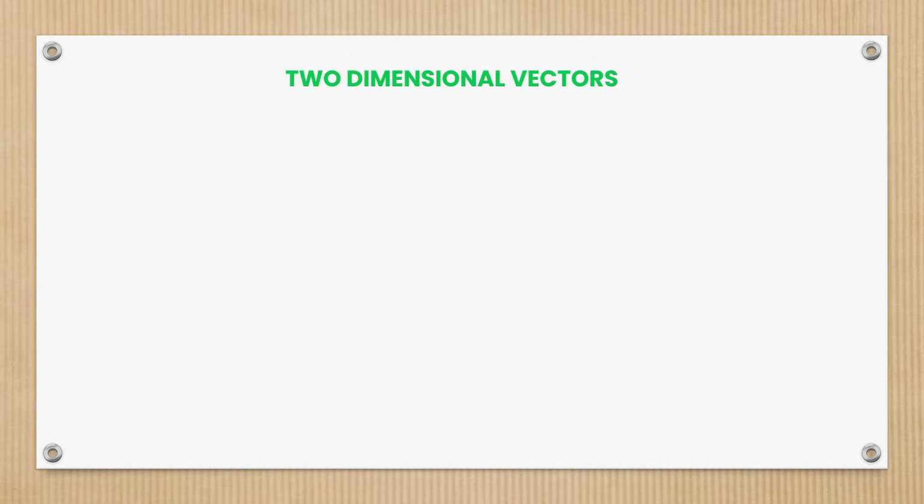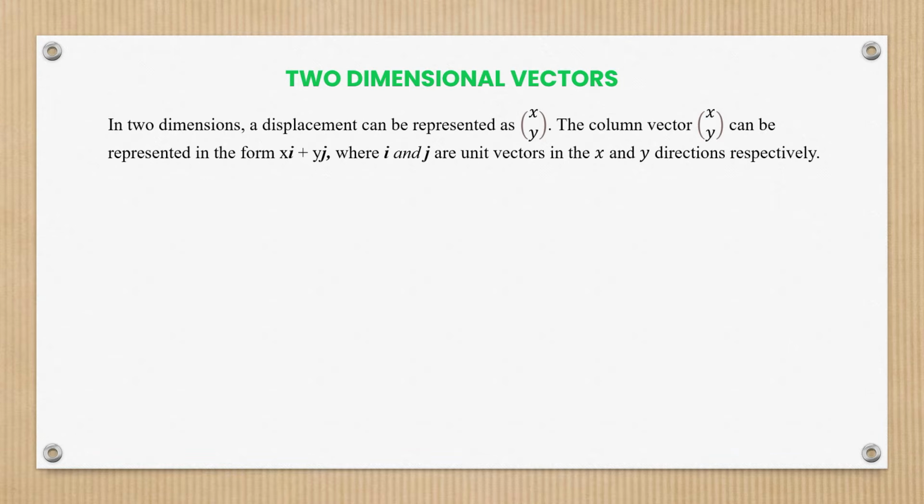Let's look at two-dimensional vectors. Now in 2 dimensions, a displacement can be represented as (x, y). So this is the column vector, and this can be represented in the form xi plus yj. So just note this is actually the exact same thing we see right here. It's just that this is the column vector form, and then this is the other form. Where i and j are unit vectors in the x and y directions respectively. As you can see here, we have the x and y axes, then we have i, and then we have the j.